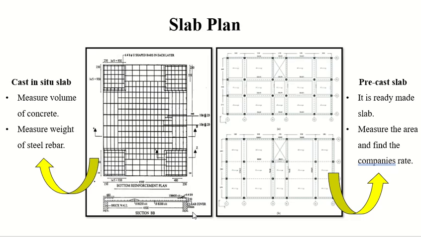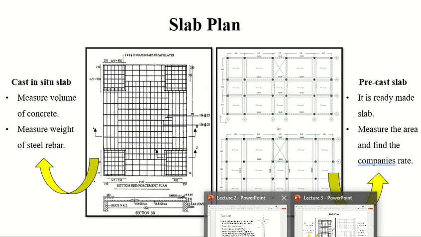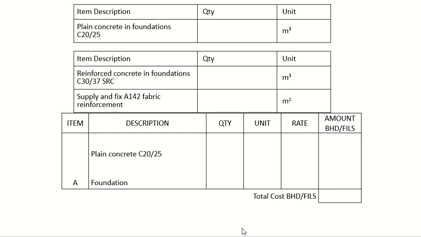Your BOQ entry will change. For this one, the BOQ entry will look like what we have seen in the previous lecture. It will look like this, the first item. For the second case, your BOQ entry will look something like this, the last row only. Supply and fixing of the slab. What is the area of the slab? The units and rate per unit area.